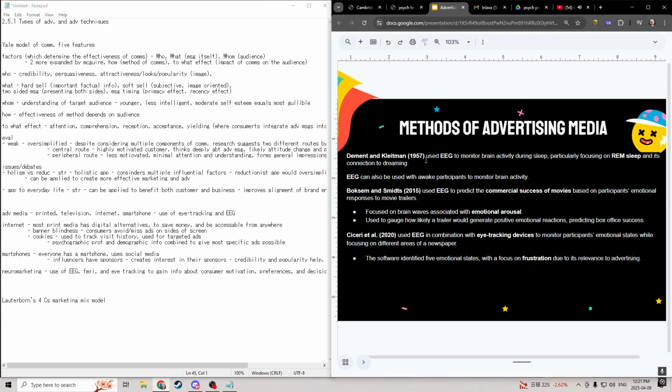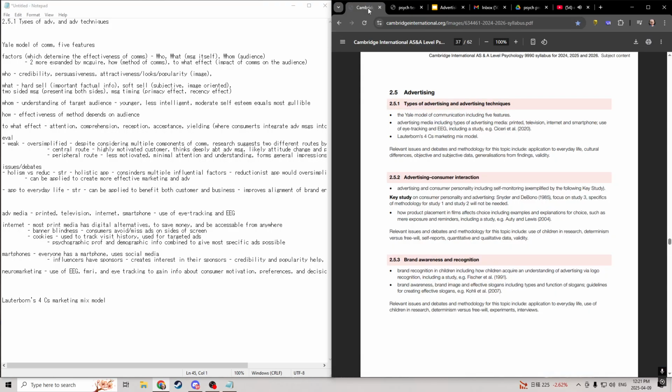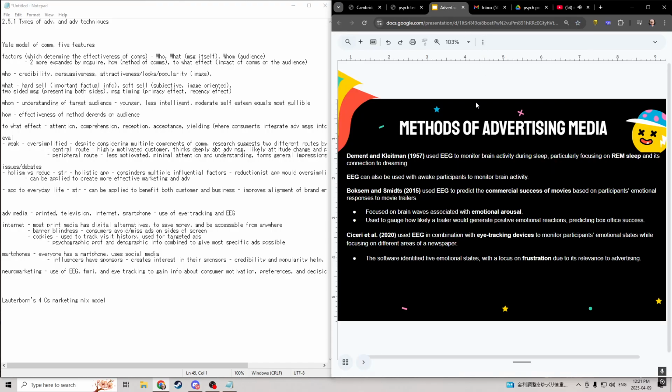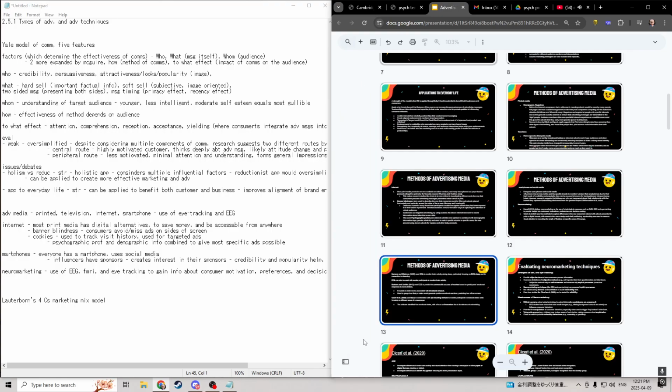EEG to monitor brain activity during sleep. Yeah, REM sleep. EEG can also be used with awake participants to monitor brain activity. EEG can predict the commercial success. Do we really need to know this? I don't think we do. I mean, maybe if they specifically ask about it, but I think mainly we don't.